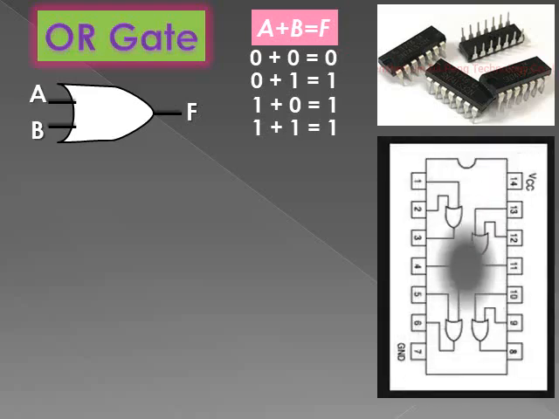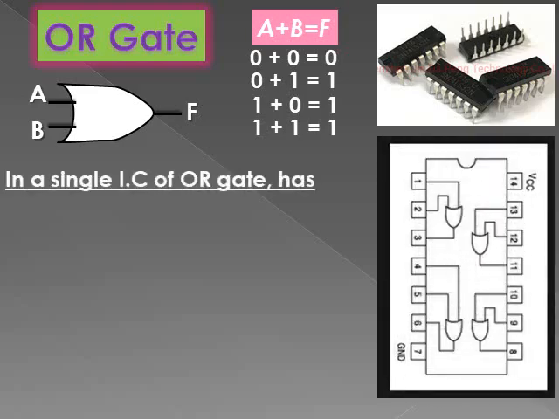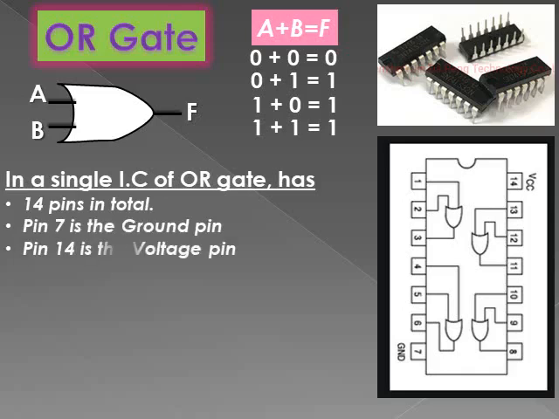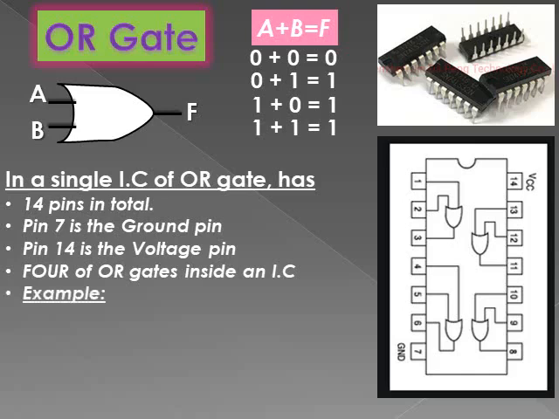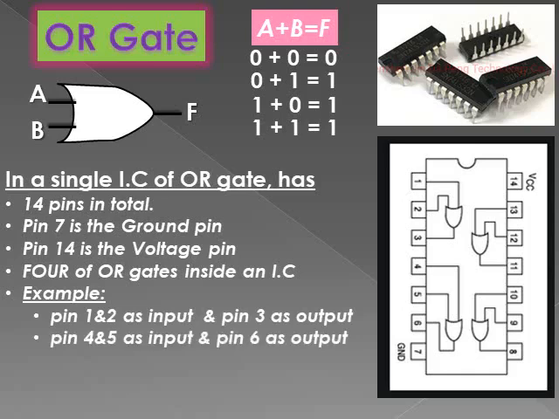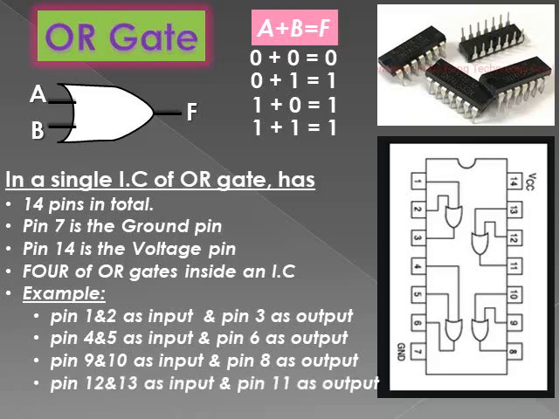The integrated circuit has 14 pins, where pin 7 is for the ground, and pin 14 is for the power supply. The rest of the pins are for the OR gates found inside. There are 4 OR gates found inside. As an example, pin 1 and pin 2 are inputs and pin 3 is an output. Pin 4 and pin 5 are the input pins, and 6 is the output pin. And so on. The diagram to the right is how the internal presentation of the OR gates looks like.